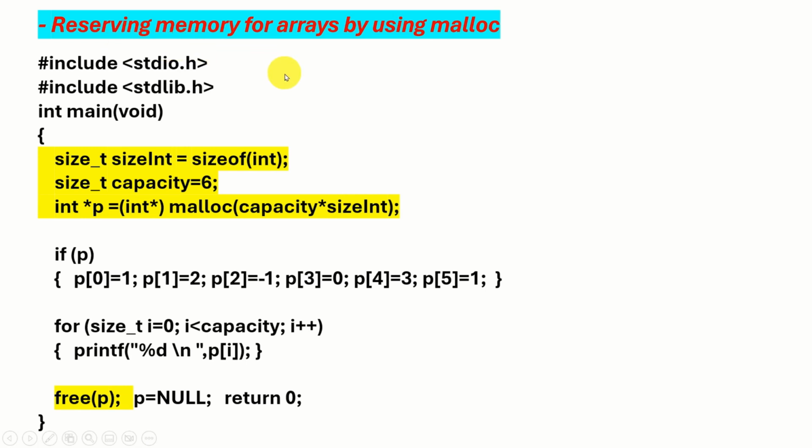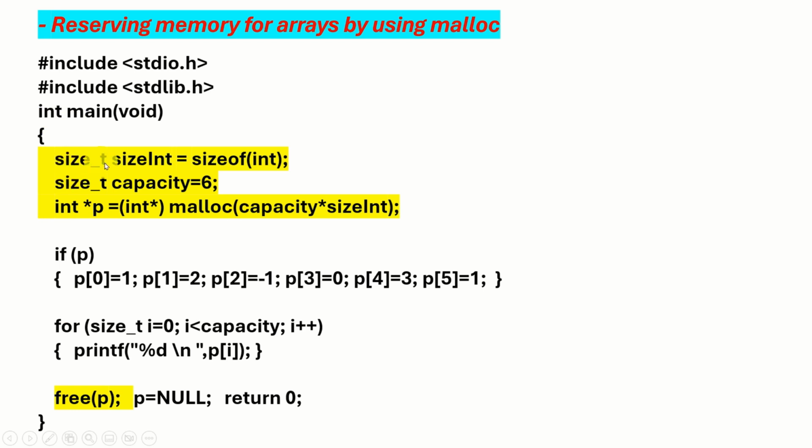And here is our second example. This example will explain and will teach you how to reserve memory for arrays by using malloc. Again, we need to include stdio.h, stdlib.h, and here's our int main function. The principle is very similar.